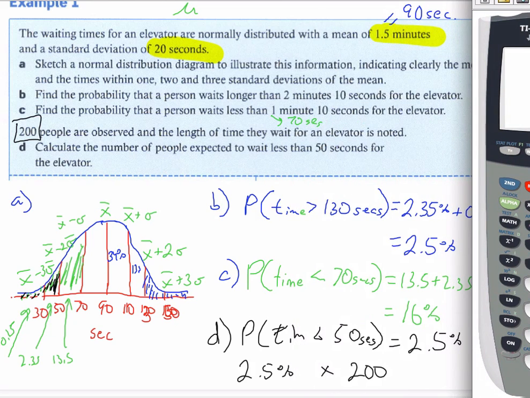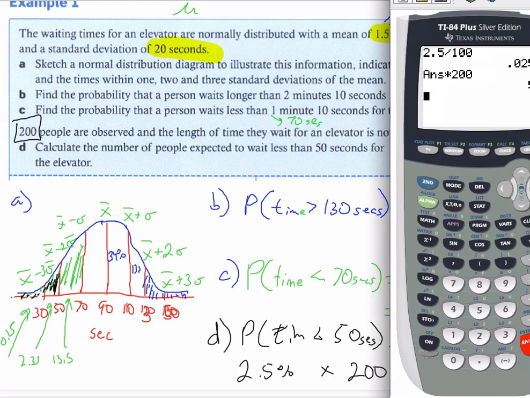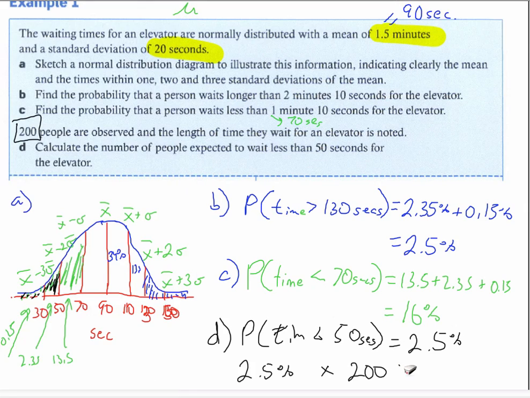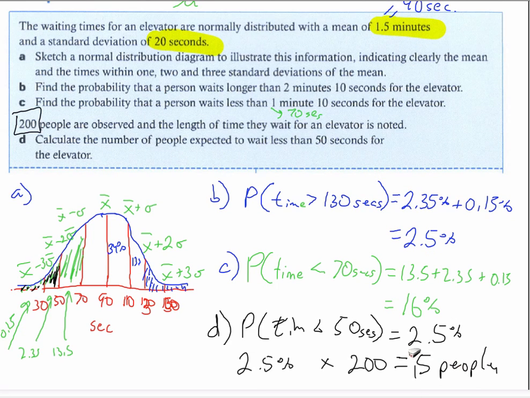So 2.5%, you want to change that to a decimal, so you divide by 100. Okay, so 0.025, and multiply that by 200. You get 5, so 5 people. 5 people will have waited less than 50 seconds. So 5 people.